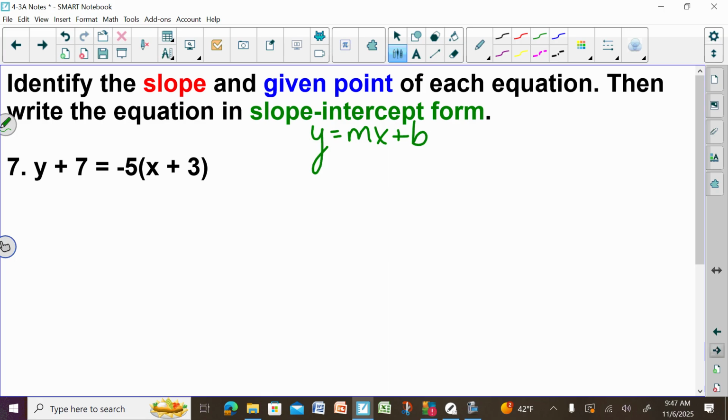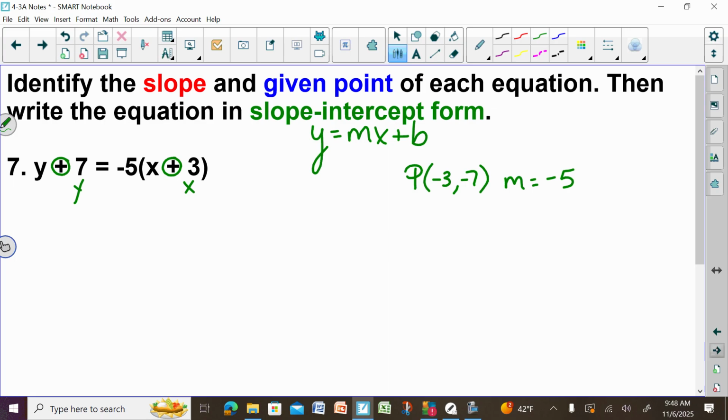So same concept. My point that is here, this is my x value, but notice it turned into a positive. This is my y value. This one also turned into a positive. So that means my ordered pair that they're plugging in the point is (-3, -7). And my slope is also negative, which is -5. So I identified the slope and the point. And now we're going to put it into slope-intercept form.